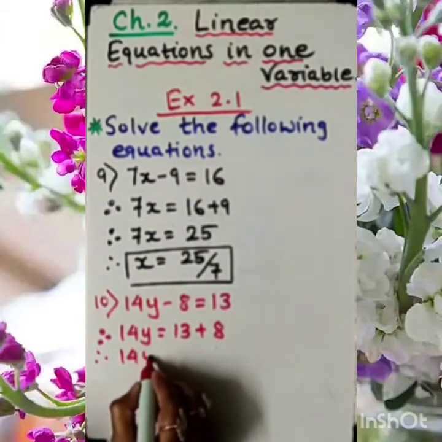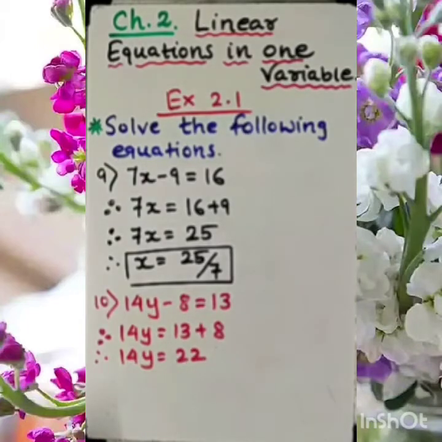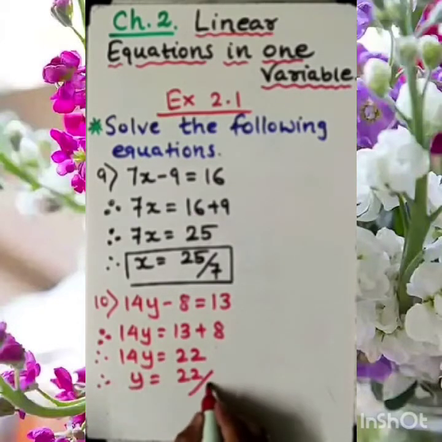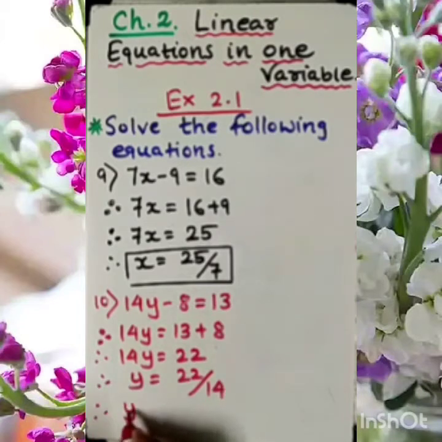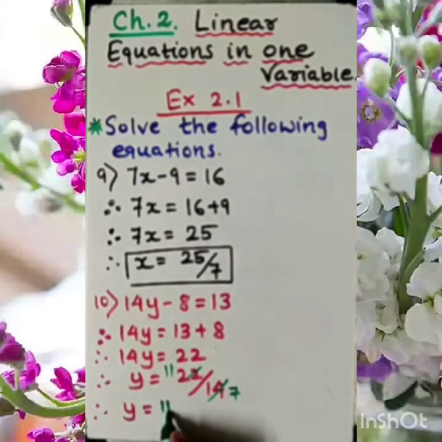Therefore, 14y equal to 13 plus 8, that is 22. Therefore, y equal to 22 divided by 14. You know very well, dear student, there is something common in the numerator and denominator. The factors of 22 are 11 times 2, and of 14 are 7 times 2. So here we will have 11 and here we will have 7. So the final answer after simplification is y equal to 11 by 7. Got it? Which is quite easy.